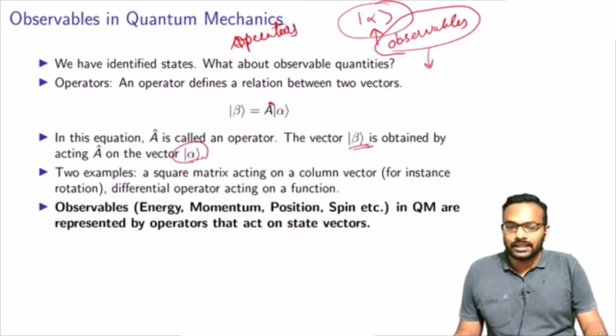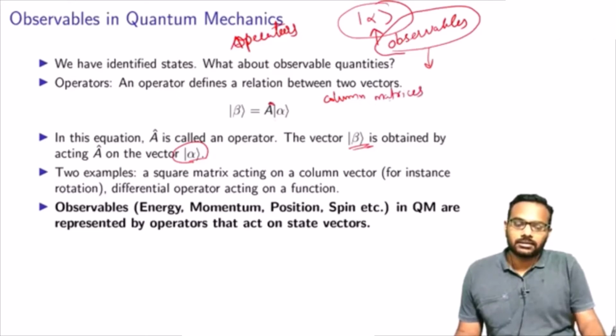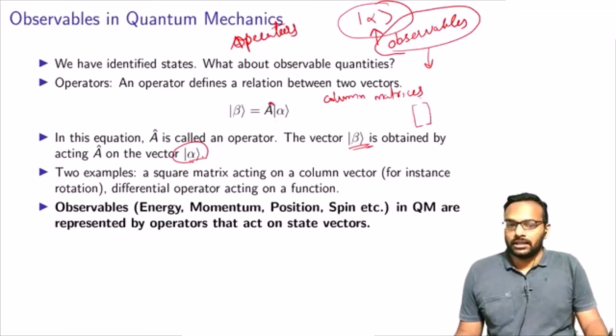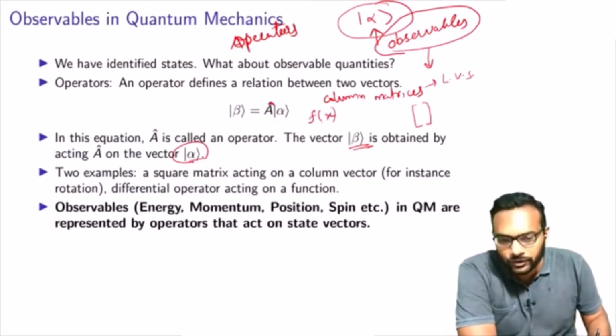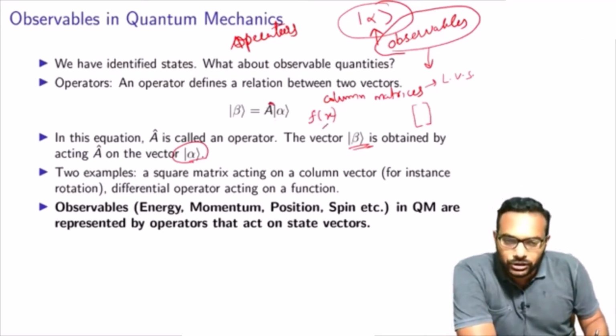For vectors in linear vector space, you will have, for example, column matrices. If you look at column matrices, you will see that they follow all the axioms of linear vector space. So you can say that column matrices form a linear vector space. Also, complex functions like f of x. This means that corresponding to each x, this function gives you a complex number.